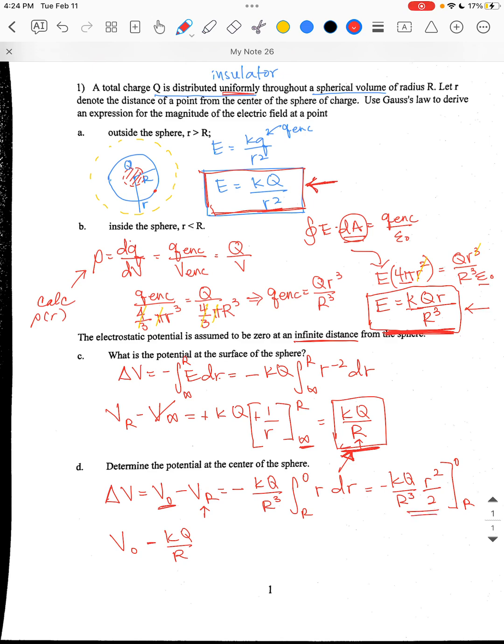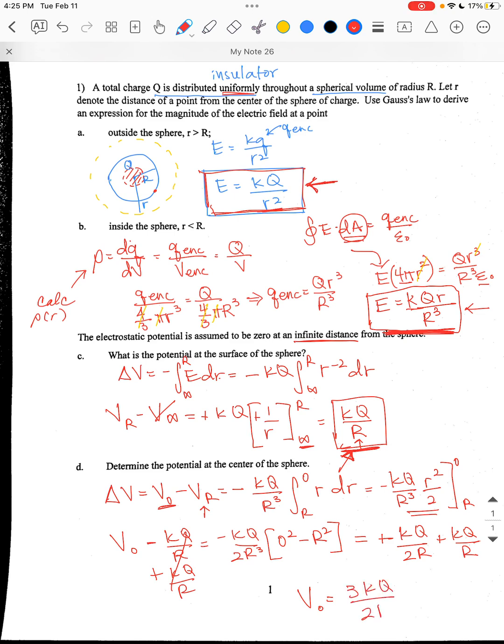But let's simplify this right side. This is equal to negative KQ over 2R cubed times 0 squared minus big R squared. If I simplify that out, I get a positive KQ over 2R. And then when I add this guy to the other side, plus KQ over R, I get a V naught, which is equal to 3KQ over 2R. And that is your final answer.